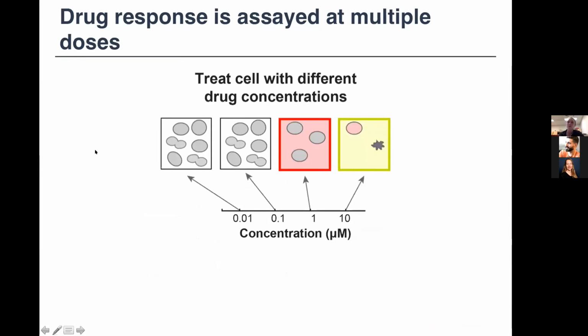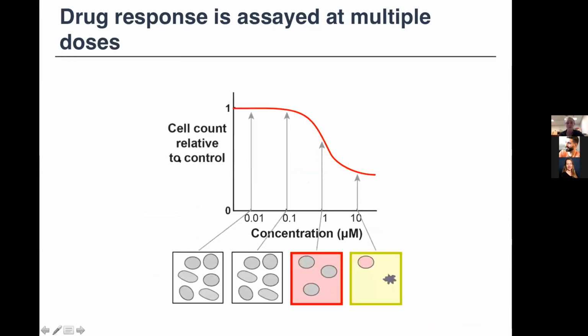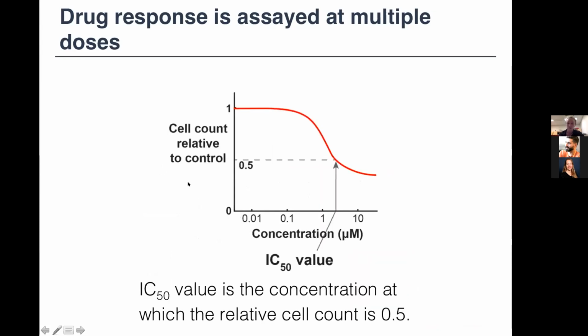And so you can collect these data at multiple different doses to then generate a dose response curve. You can fit it to generate some summary statistics, including that IC50 value that is so commonly reported in the literature these days.